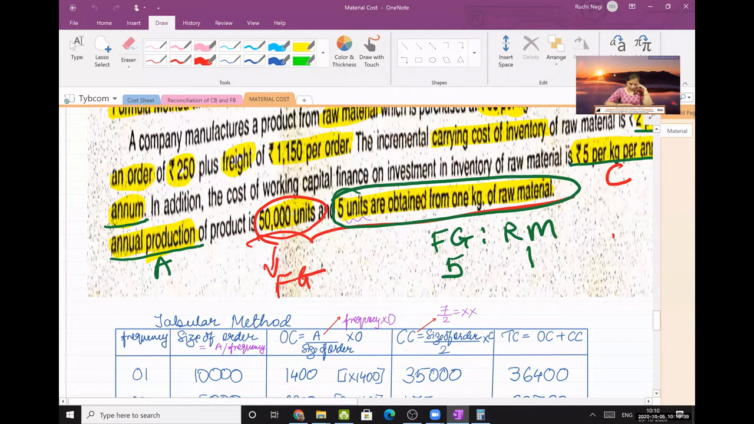Okay, so last lecture, this sum, question number 6. What was unique? That finished goods was given and annual demand we had to calculate by converting finished goods into raw material. So this was the conversion that we had done. 1 kg of raw material में 5 finished goods were prepared. So 50,000 finished goods के लिए how much raw material is required? So that was the twist.